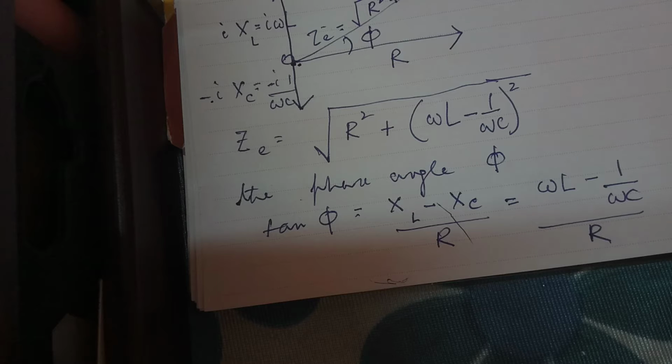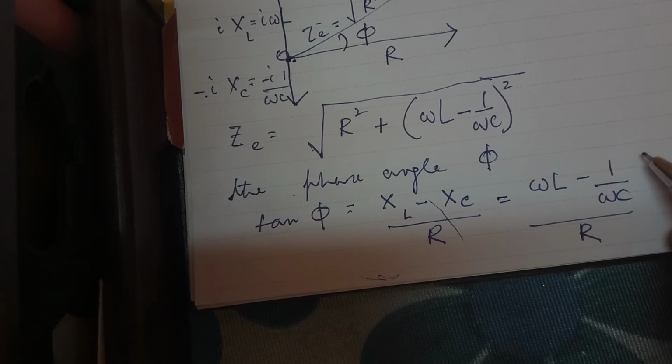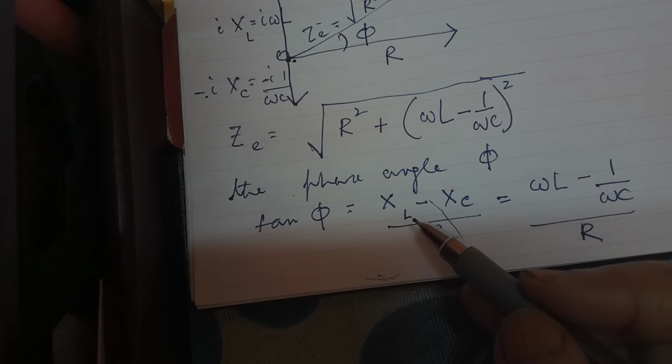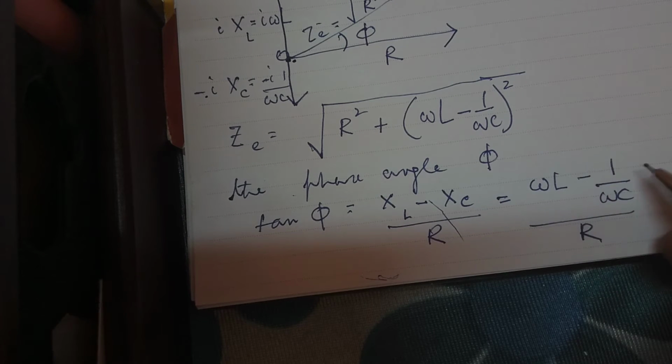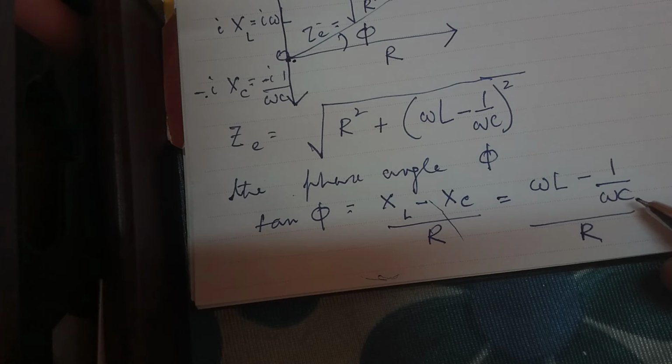So if omega L is greater than 1 by omega C, it means the reactance due to inductance is greater than the reactance due to capacitance. Phi is positive and the voltage leads the current. If omega L is less than 1 by omega C, the reactance due to inductance is less than that due to capacitance. Phi is negative, the voltage lags the current.